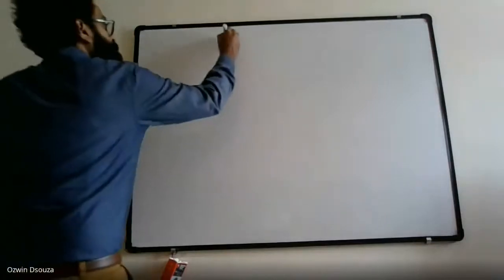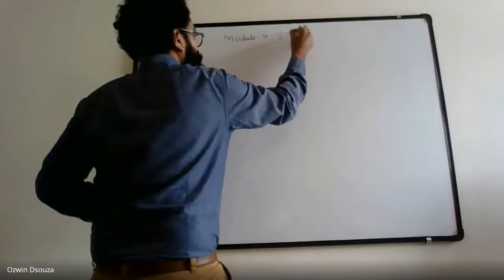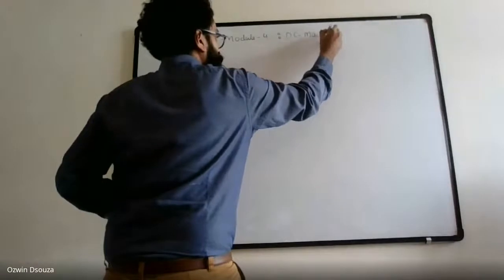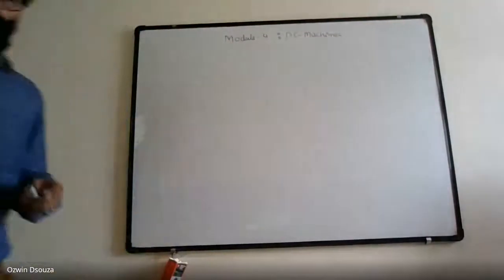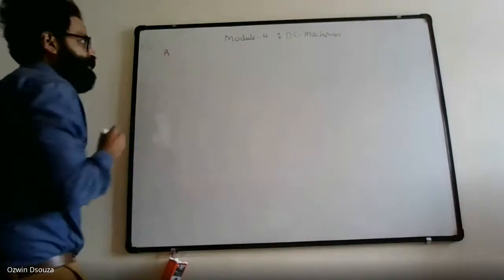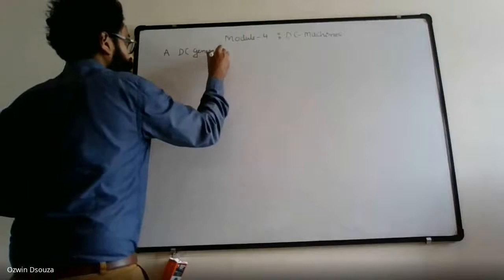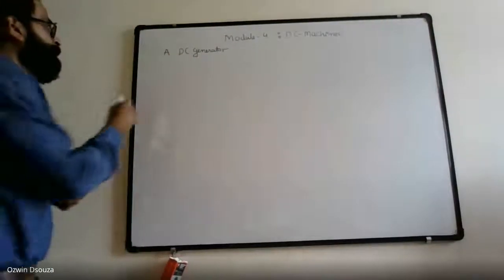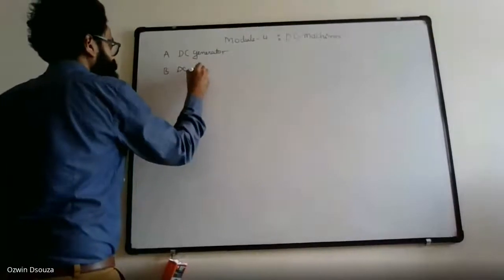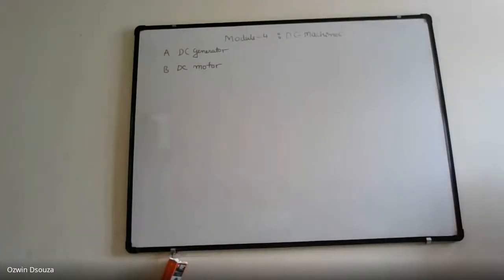So, module 4 is DC machines. Module 4 is further divided into two sections. The first section is DC generator, and the second section is DC motor. Alright. First section is DC generator, and the second section is DC motor.